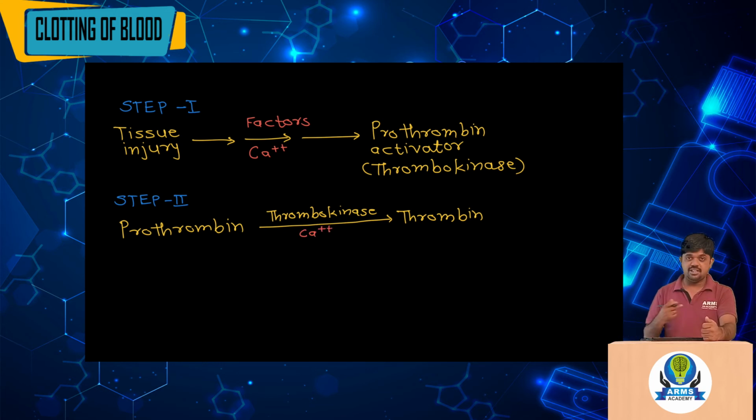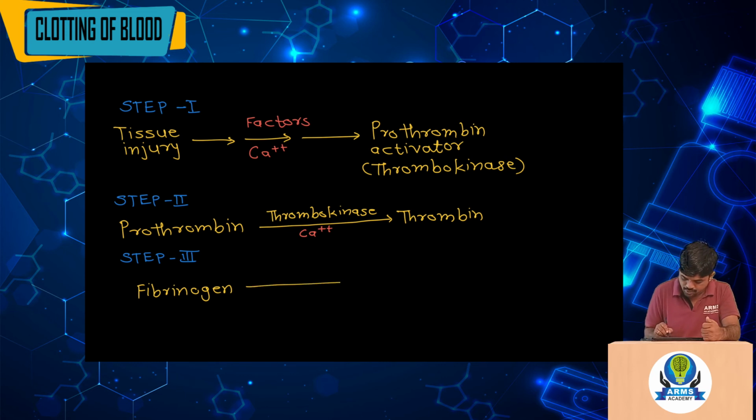Step 3. Once the thrombin is formed, it activates step 3. What is step 3? Let's understand it. Step 3 is the conversion of fibrinogen, again, gen means it is an inactive form, to fibrin, which is the active form.